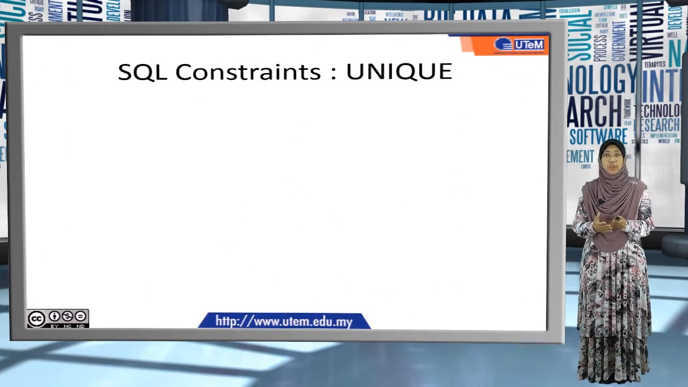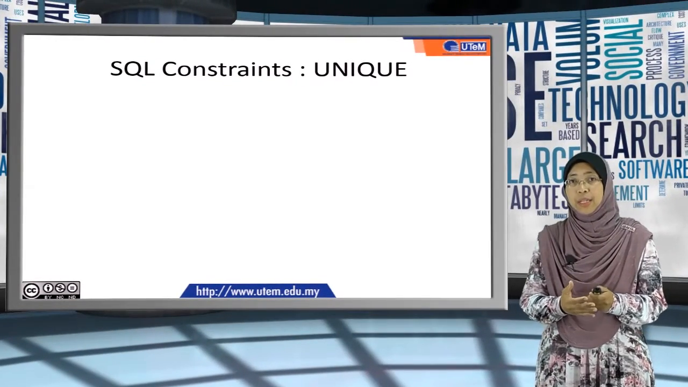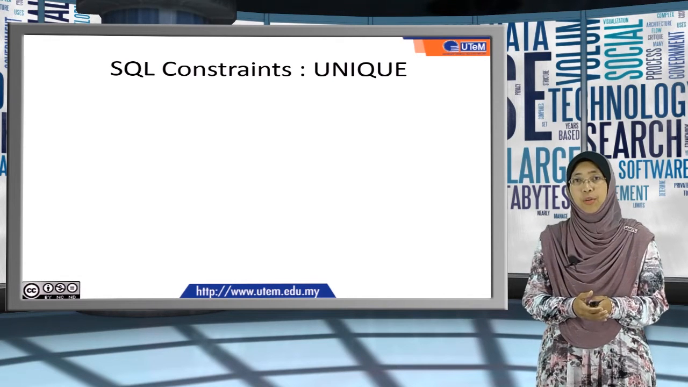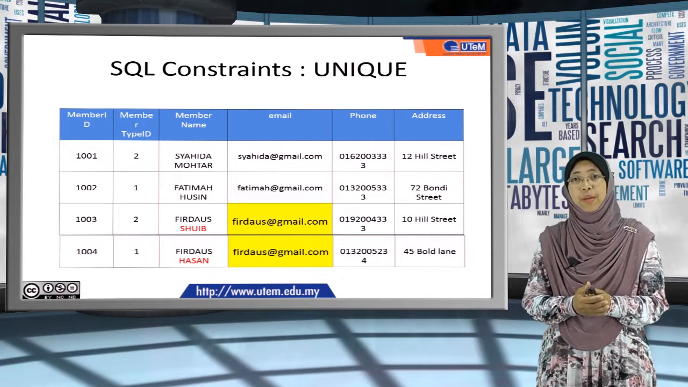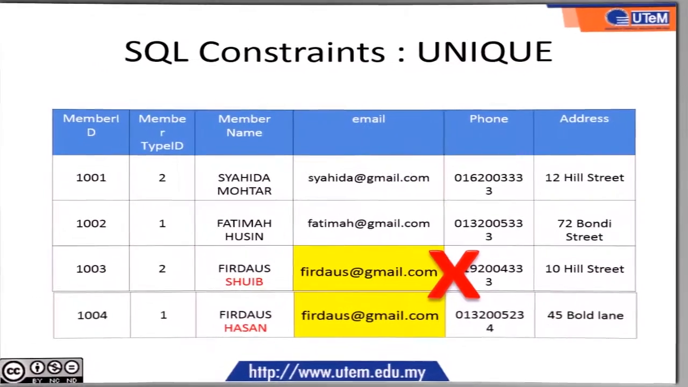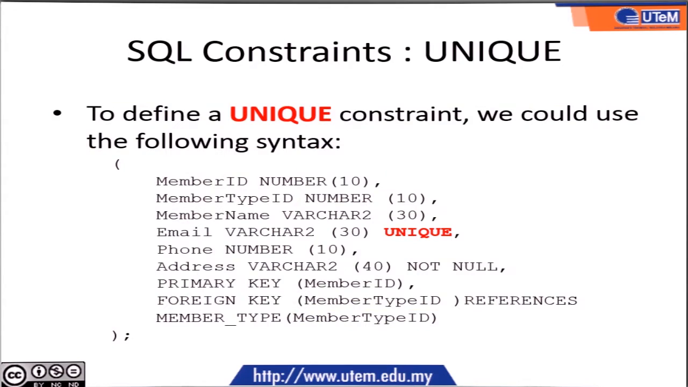The unique constraint will ensure a column eliminates duplicate values. In this example, email can be defined as unique if we don't want any duplicate email addresses in the column. Let's say a new member named Firdaus Hassan is added into the member table and we want to assign him a new email address. It is important for an organization to ensure that no two people have the same email address. To prevent duplication in a column, the email column could be defined using a unique constraint.